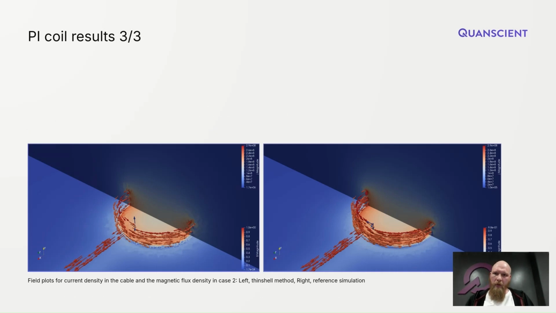Finally, before going to the demonstration, here are the field plots for the current distribution, the red arrows here, and also on the slices you can see the magnetic field distribution. And this is the second case we studied, and you can see that also visually there's a nice match between the two methods.